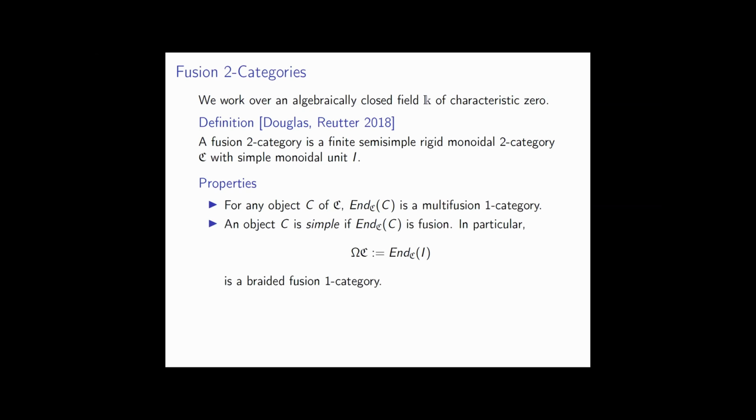And one fusion category that's going to be very important for us today is this Omega C, or loops of C, if you think homotopy theoretically. This is the braided fusion one-category of endomorphisms of the monoidal unit, and it's braided by some kind of usual Eckmann-Hilton argument.